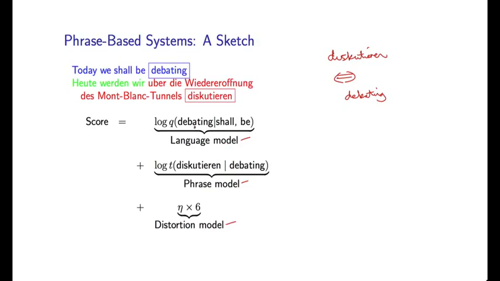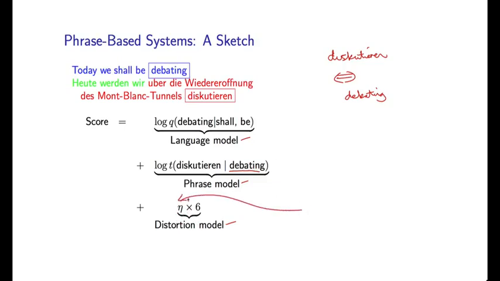The language model score is simply a single term because we have a single word being generated. The probability of debating, given that the previous 2 words are shall and be. The phrase model score says what's the probability of this German word conditioned on the fact that we have the English word debating. And then finally we have something more interesting going on in the distortion model here.